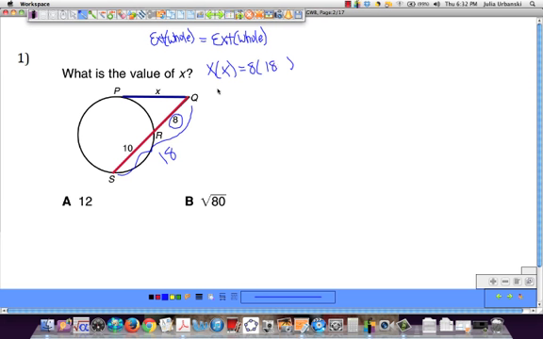So now you just solve x squared equals 8 times 18. You have 144. Take the square root of both sides, you get 12 or negative 12. But you can't have a negative segment right here. It wouldn't work. So only 12 is our answer.